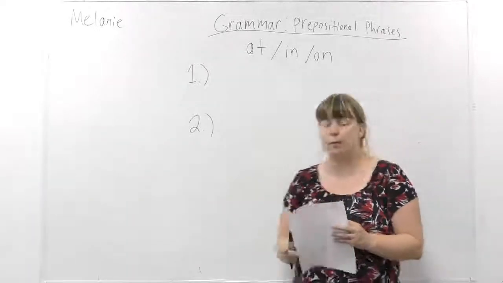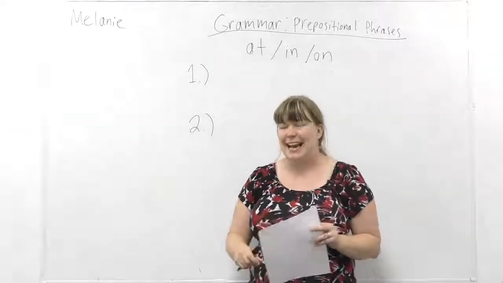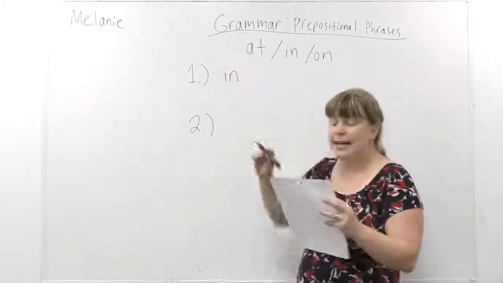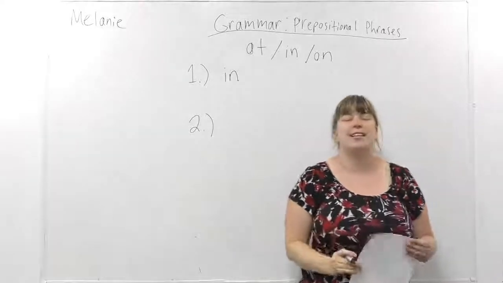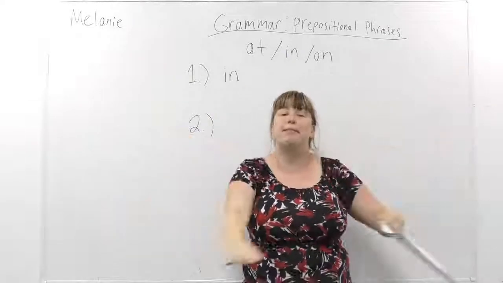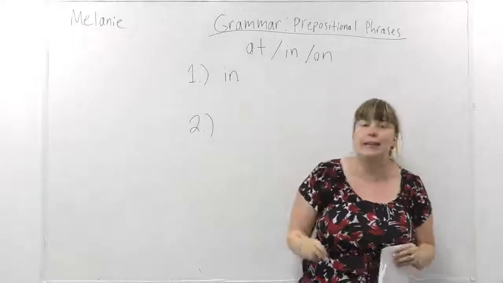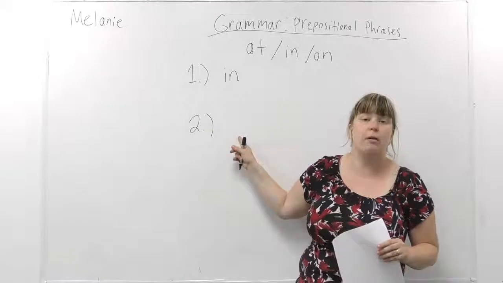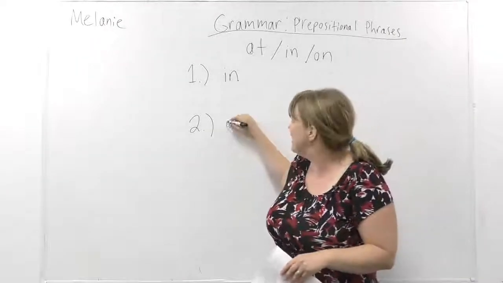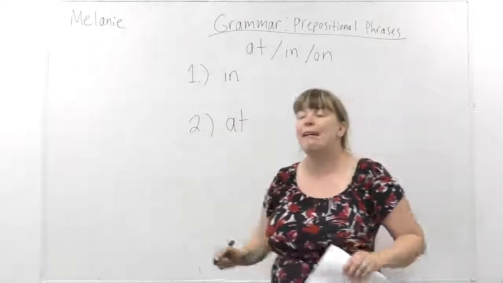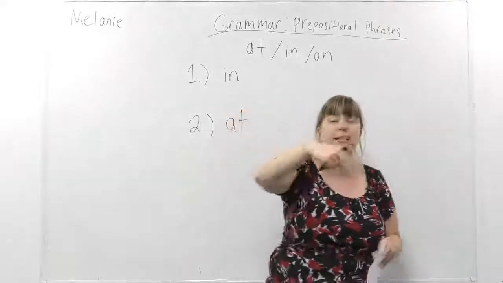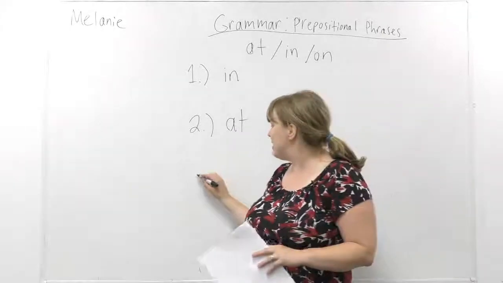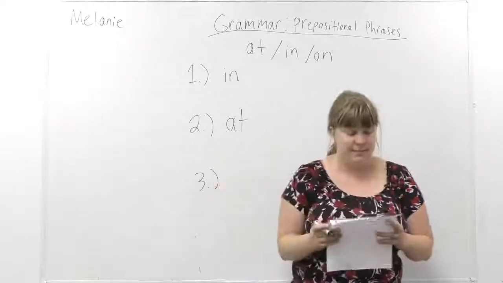Okay, so we have an answer for number 1. Someone said in, and that is correct. Nice. I enjoy going for walks in the countryside because the countryside, it's a very big, vast land. So we're going to say in this case. As for the airport, somebody wrote at. Very good. I like to arrive at the airport. It's a point that you are going to. All right. And number 3.